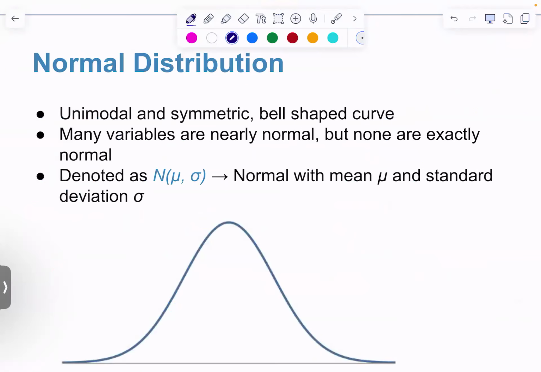So the normal distribution, as we know, is unimodal, it's symmetric, and it has this bell-shaped curve. Now, what's neat is there are so many things that follow a normal distribution. A lot of things just naturally follow a normal distribution. None of them are exactly normal, but a lot of them can be approximated by a normal distribution. And even things that you wouldn't think follow a normal distribution can follow a normal distribution.